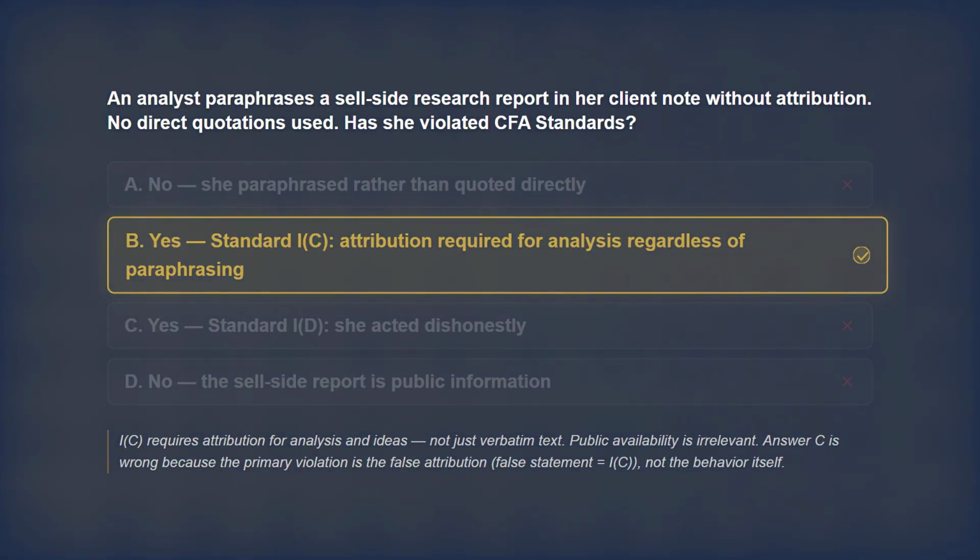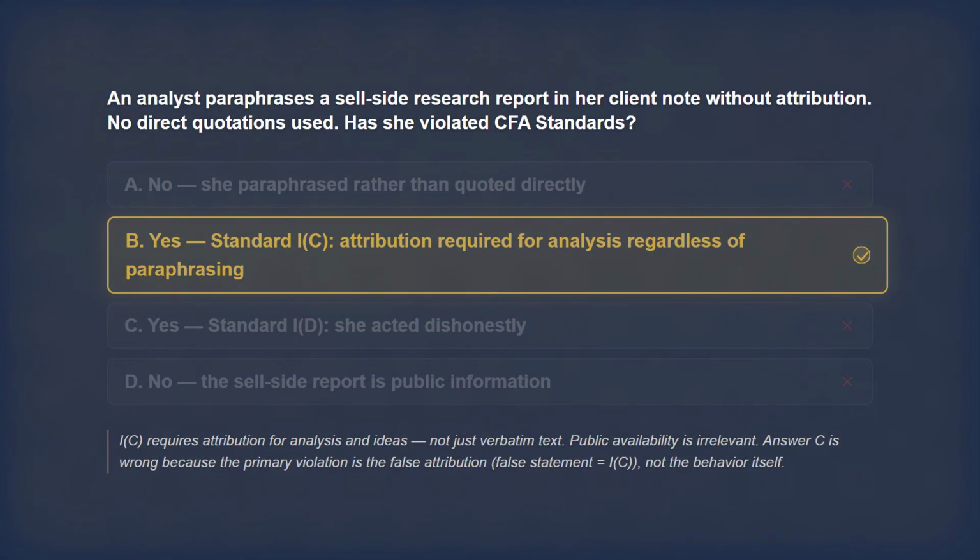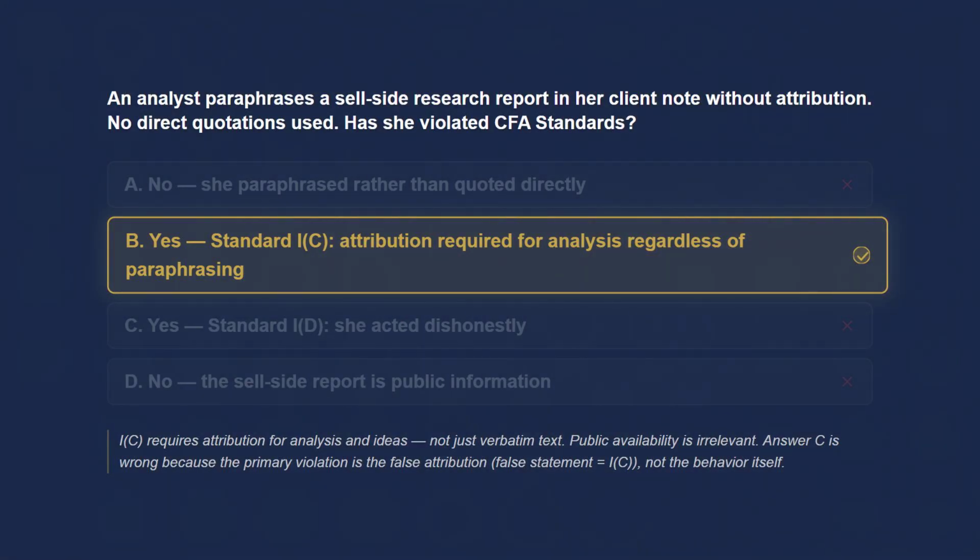The answer is B. Paraphrasing without attribution is plagiarism under CFA standards. The violation is presenting someone else's analysis as your own, regardless of how you rephrased it. Public availability of the source does not remove the attribution requirement.